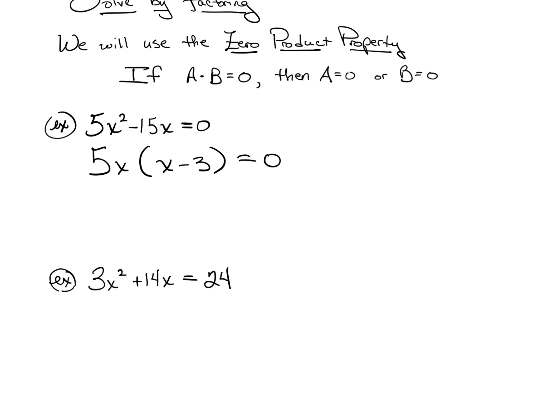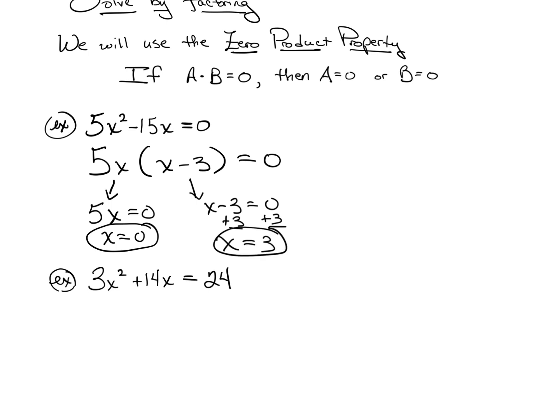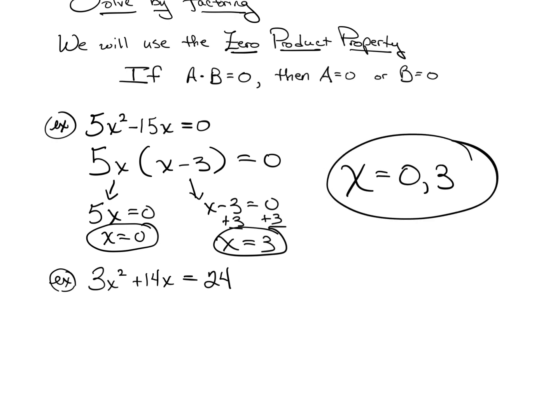So all you do once you get to that situation is you take each factor, however many factors you have. In this case, we just have 2. You set each of them equal to 0 and solve. So if I solved 5x equal to 0, that would be x equals 0. And if we solved x minus 3, of course you would add 3 to both sides, right? You get x equals 3. Okay, so we have two possible answers for this: x equals 0 and 3. Two solutions. A lot of times when you have an x squared in your problem, you can possibly get two solutions. Okay, that's the first example.